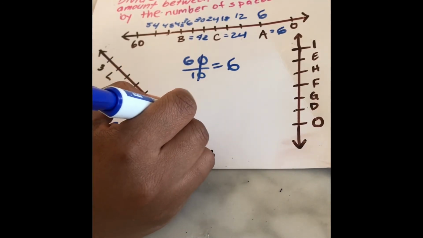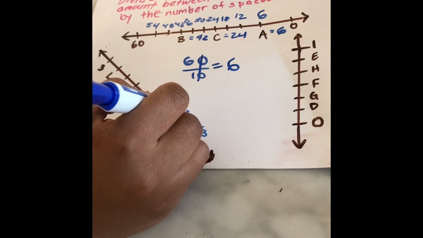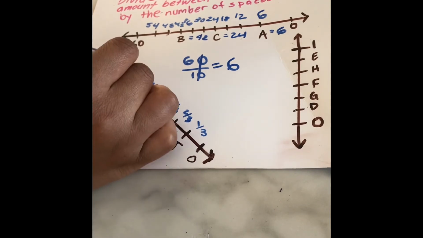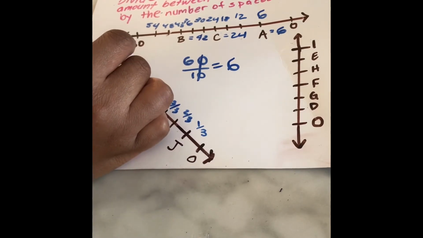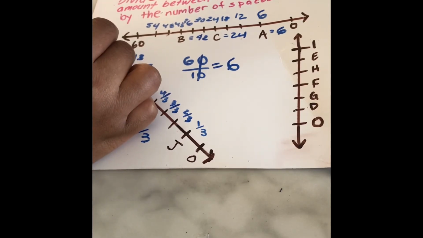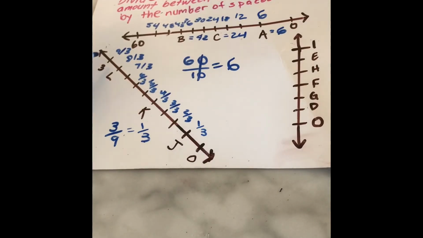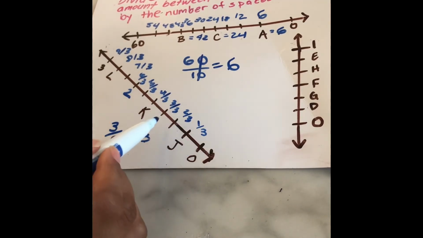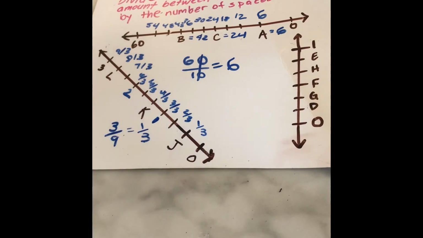So this one must be 2/3, 3/3, 4/3, 5/3, 6/3, 7/3, 8/3, 9/3. And we know that 9/3 is 3. And we know that 6/3, 6 divided by 3, is 2. We'll put 2 here. And 3 divided by 3 is 1. I always like to mark my whole numbers.